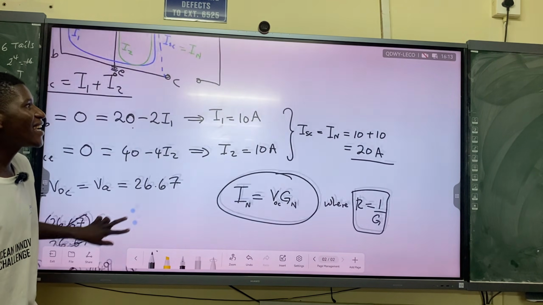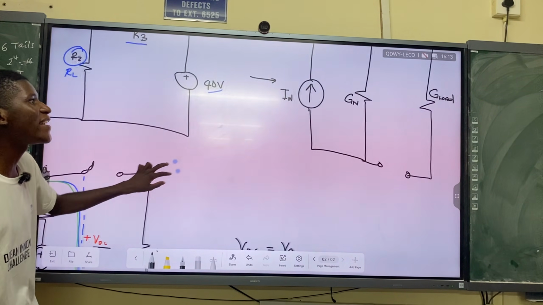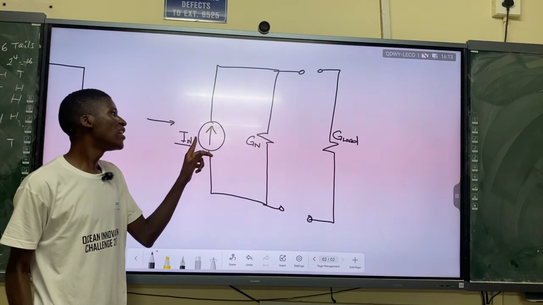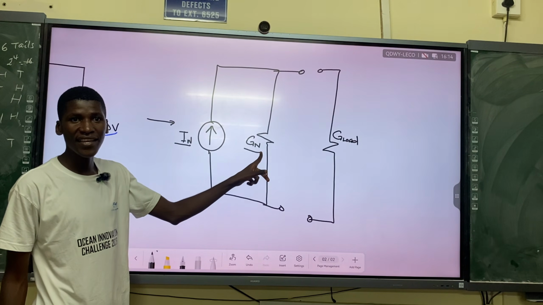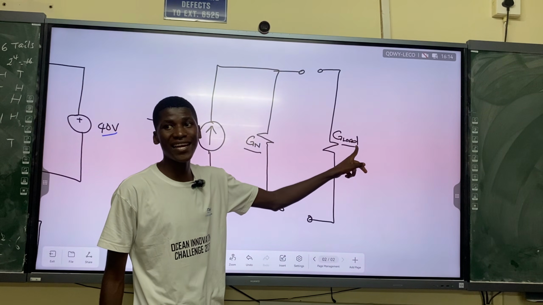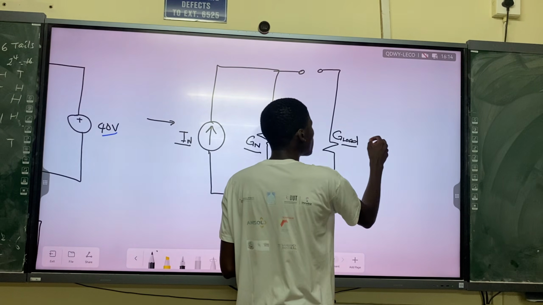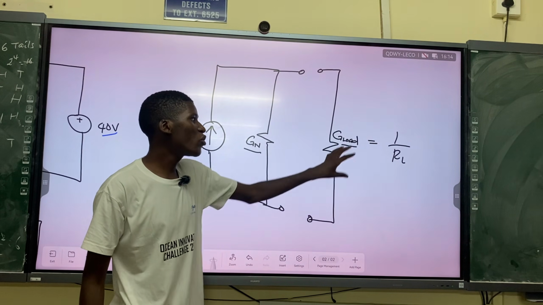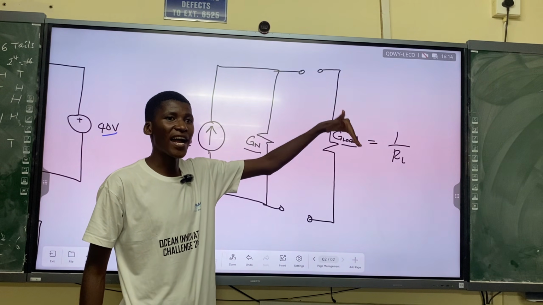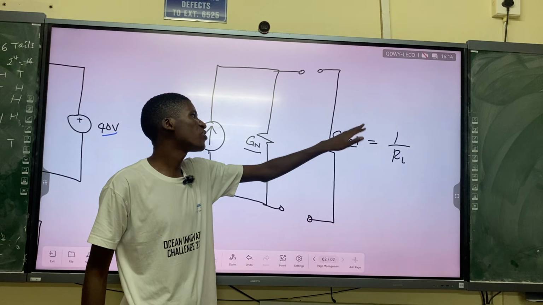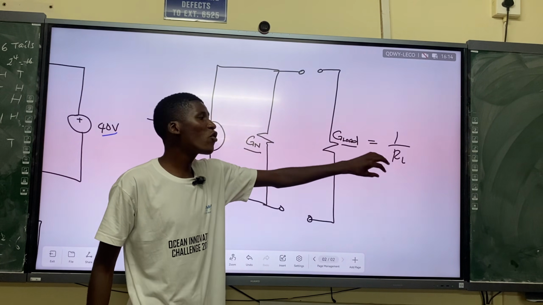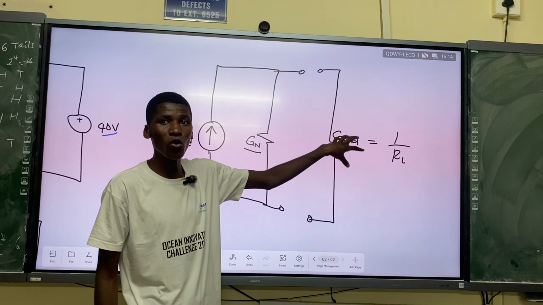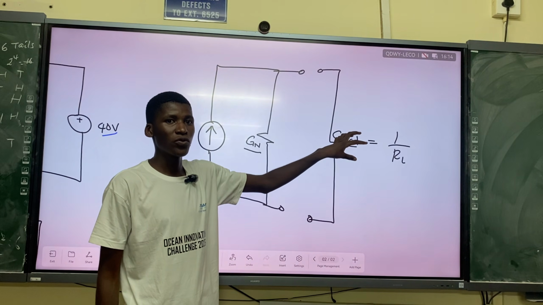So for the Norton's equivalent circuit here, it must be a combination of the Norton's current, which was the short circuit current, with the Norton's conductance. Then we also have the load conductance. The load conductance we get as 1 over R load. Yes. So the load conductance is 1 over R load. Because we know the conductance is 1 over resistance. So when I talk about the load conductance, what am I talking about? I'm talking about the conductance found on the load resistor.